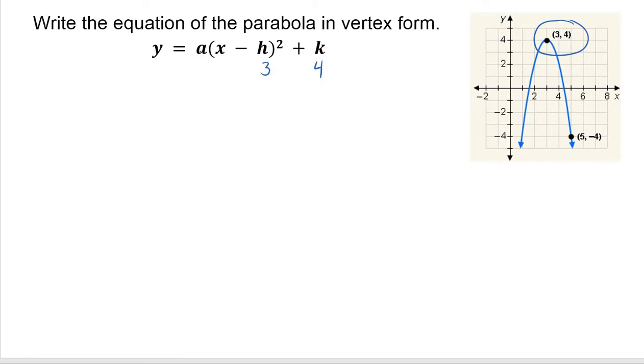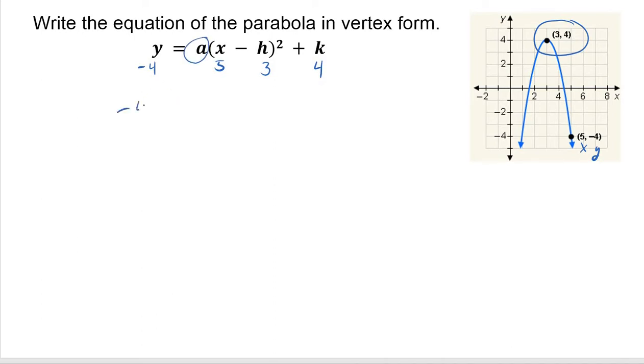The only thing I need to figure out is what a is. Well, they also gave me an additional point, that's an x and a y. So I'm going to plug those in. I'm going to put a 5 right here, that's my x, and a -4 right here, and then I'm going to solve for what my y is. Can you kind of make sense of that?